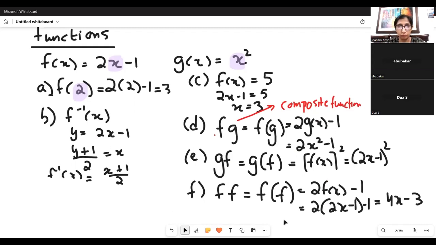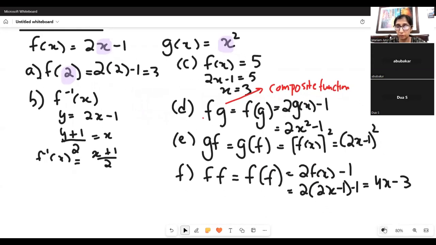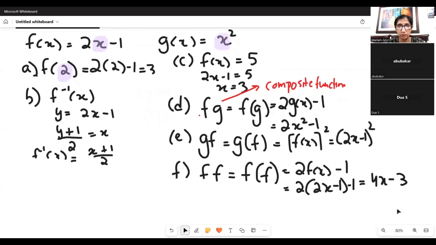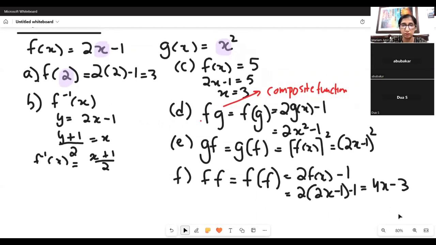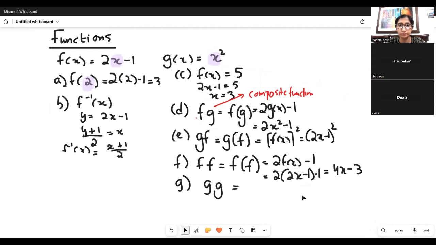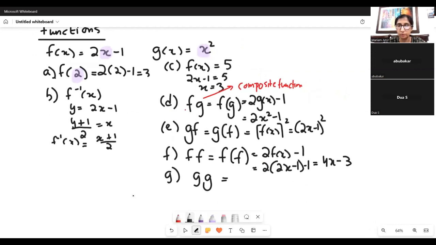Abu Bakr, if you have questions, you're supposed to ask right away. Yes. Okay, part G is find gg. Abu Bakr, how do we find gg? Not the model G. Yes.